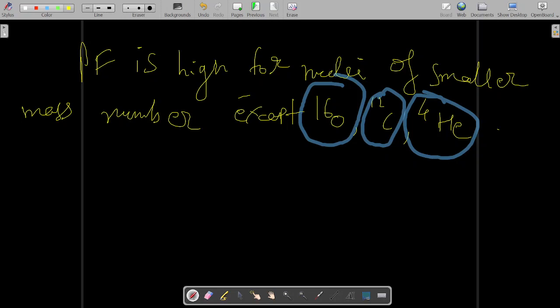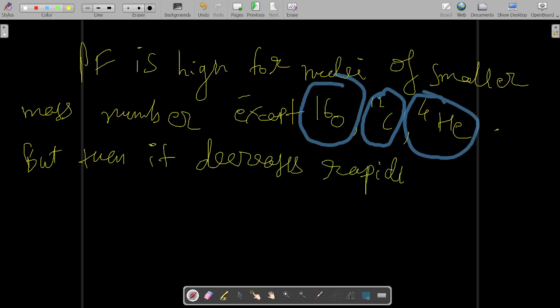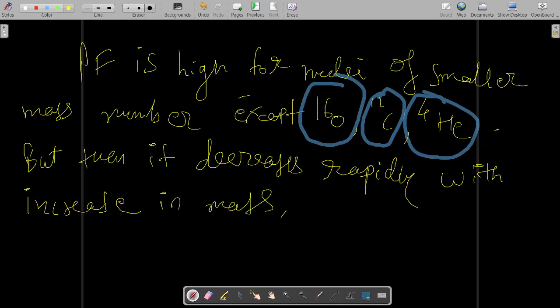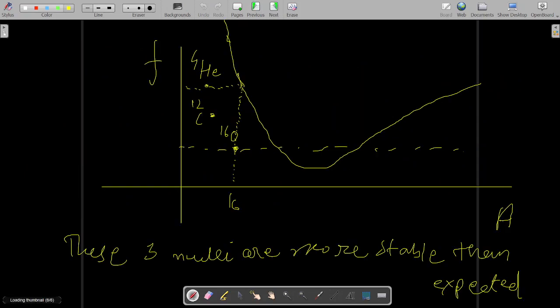But then it decreases rapidly with increase in mass number. For low atomic mass number nuclei, it corresponds to this particular region. And in this region, as the atomic mass number increases, there is a rapid fall in the packing fraction. Means the stability rapidly increases. Lower is the packing fraction, more is the stability. So the stability rapidly increases in this particular region.